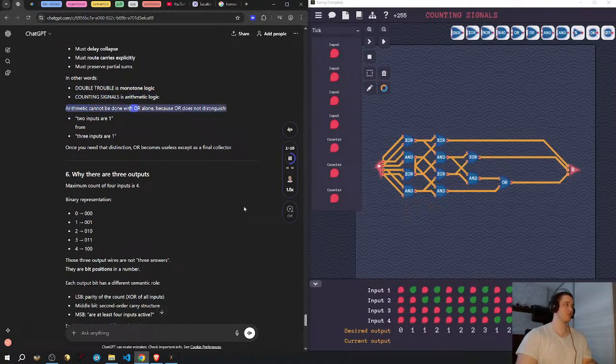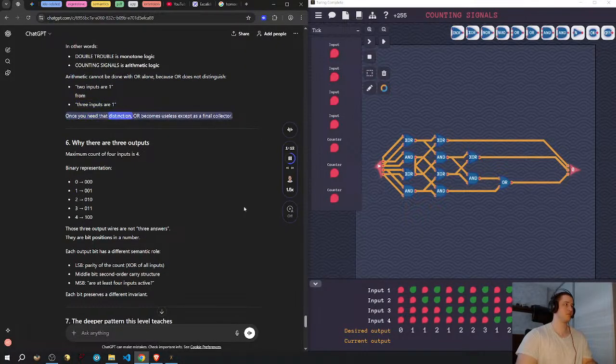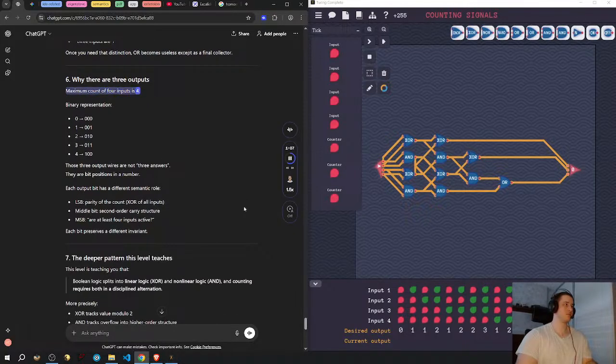Counting signals is arithmetic logic. Arithmetic cannot be done with OR alone, because OR does not distinguish 2 inputs being 1 from 3 inputs being 1. Once you need that distinction, OR becomes useless except as a final collector. 6. Why there are 3 outputs. The maximum count of 4 inputs is 4. Binary representation: 0 is 0, 0, 0, 1 is 0, 0, 1, 2 is 0, 1, 0.